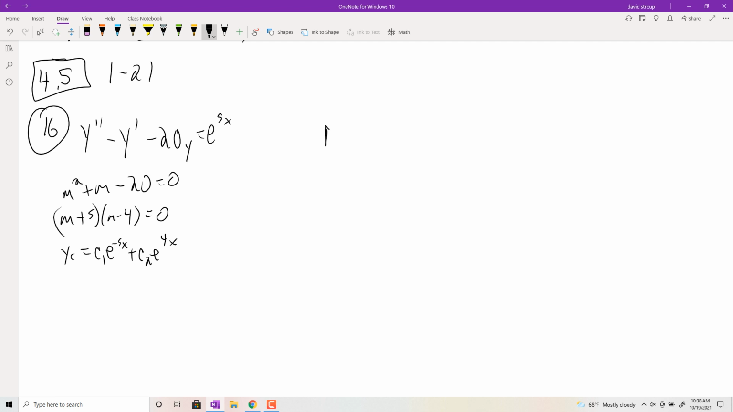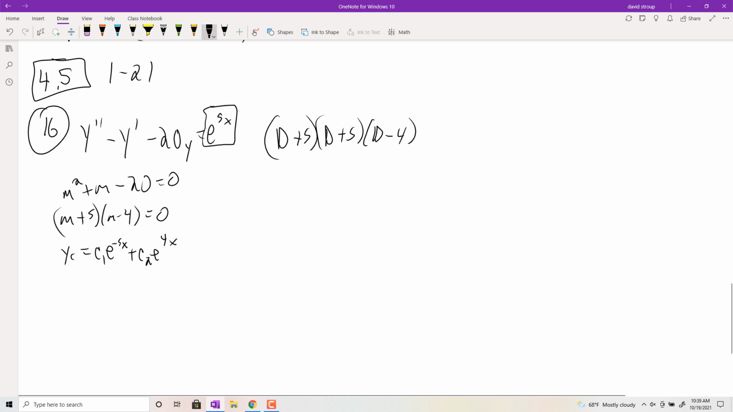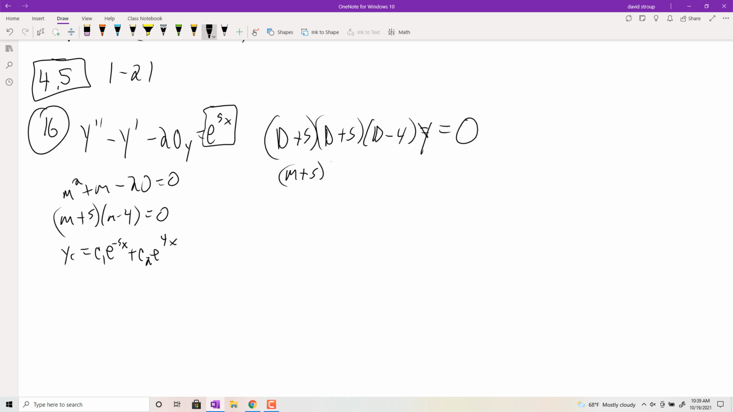So we already have the D plus 5 and the D minus 4 from the homogeneous part. Then you have to tack on D plus 5 to annihilate this e to the 5x. Once you do that and apply that to y, that will equal 0. You can then form your auxiliary straight from here. So simply enough, it's (m plus 5)(m plus 5)(m minus 4) equals 0. So your roots: negative 5 repeated, and then 4.